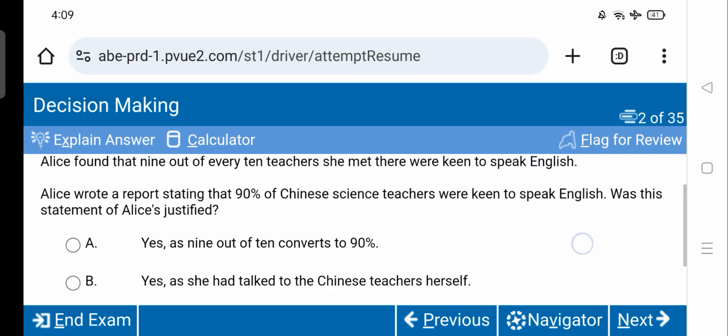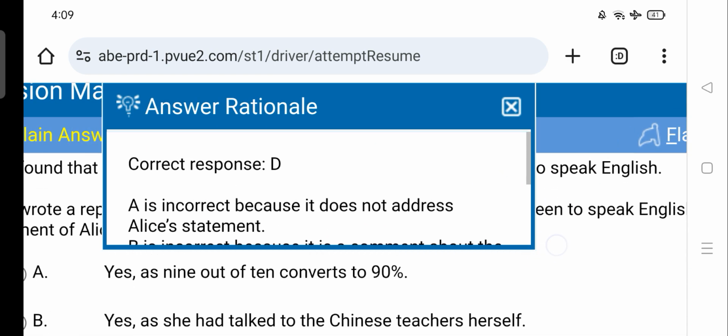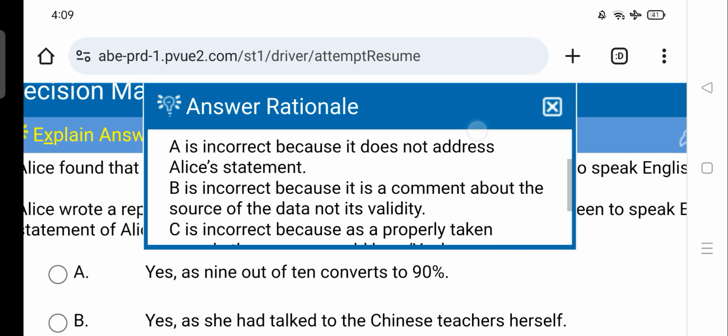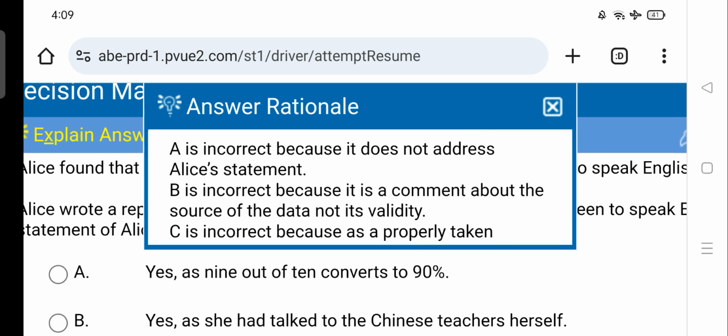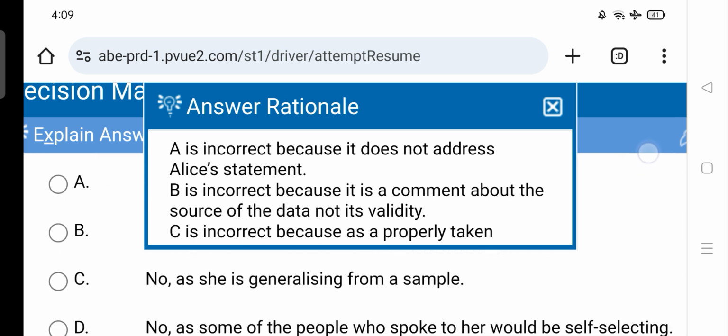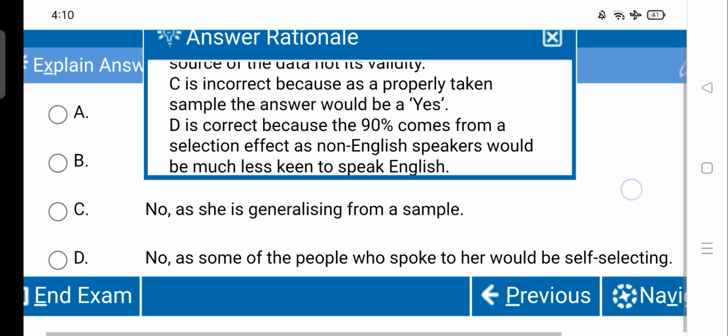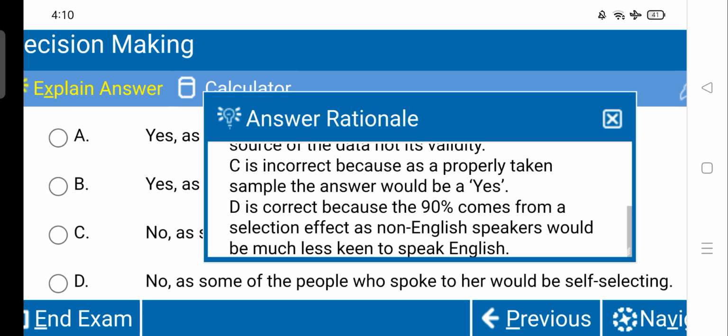So let's see which option is the correct option and which ones are incorrect. Here the correct option is option D. A is incorrect because it does not address Alice's statement. B is incorrect because it is a comment about the source of the data, not its validity. Option C is incorrect because, with a properly taken sample, the answer would be a yes.